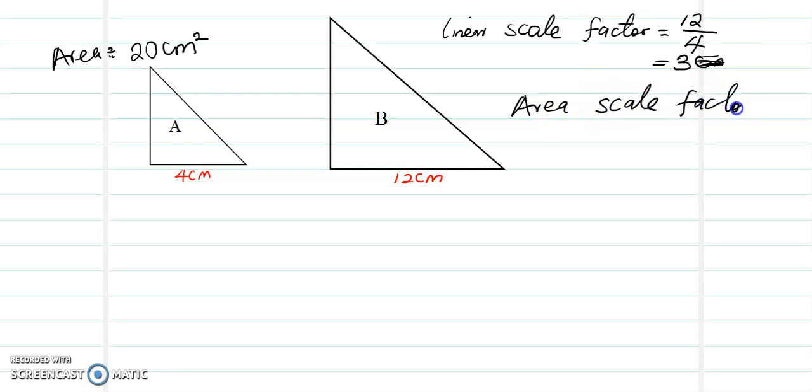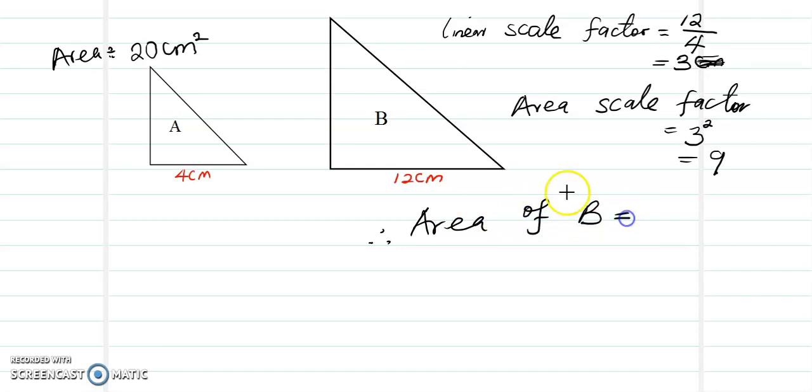and the area scale factor simply means the square of the linear scale factor. You get that? So since the linear scale factor is 3, the area scale factor will give us 3 squared, and that gives us 9. Therefore, to find the area of B, I'm transferring from here to here, so I'm going to multiply. But if I'm looking for the area of A, I'm going to divide. Since I'm increasing, I have to get that to be 20 multiplied by 9.